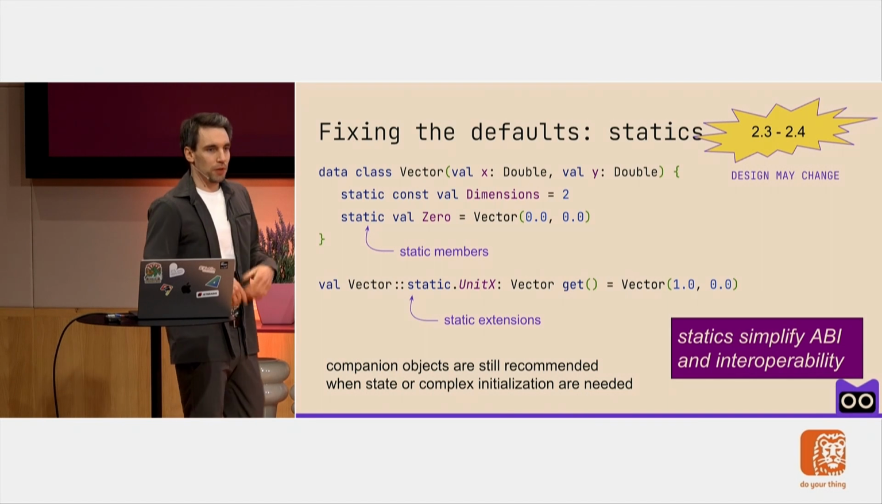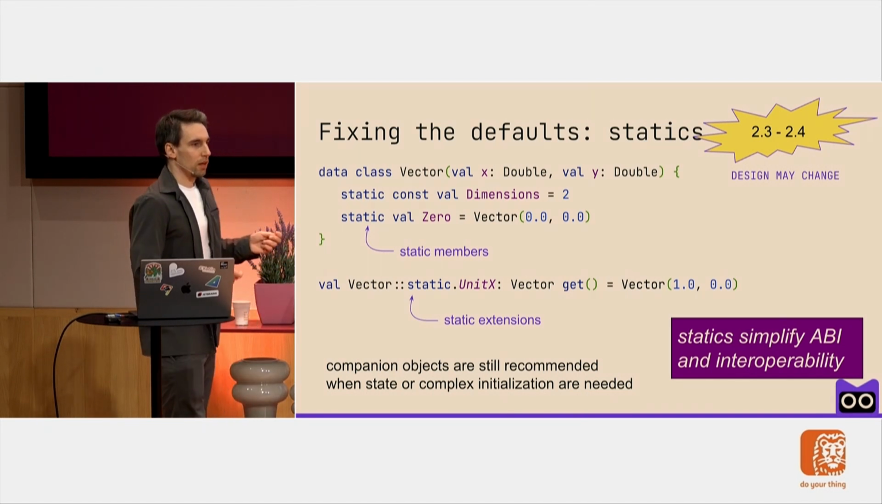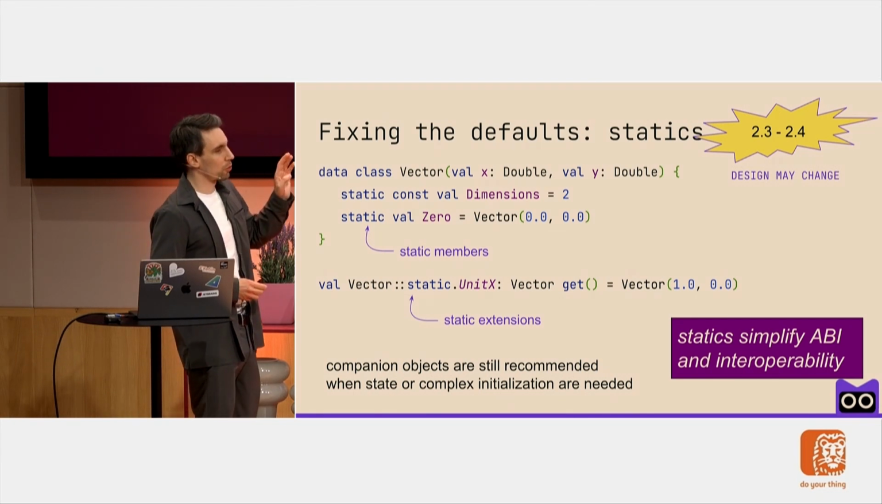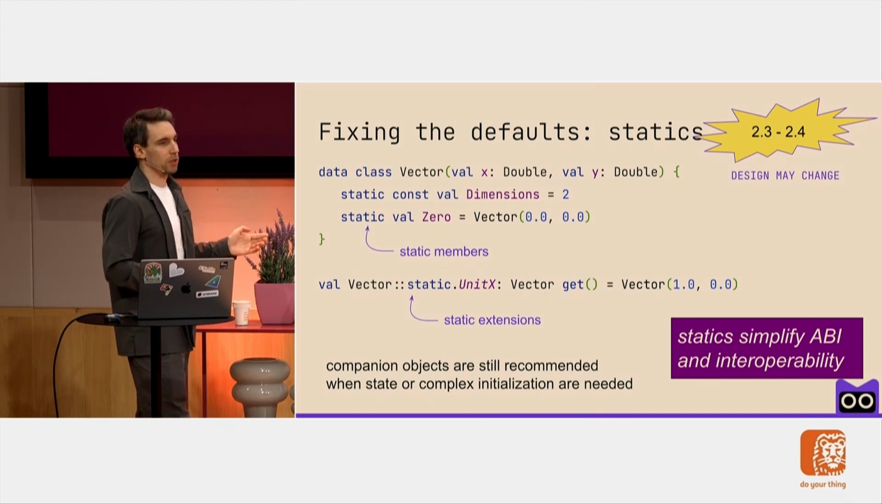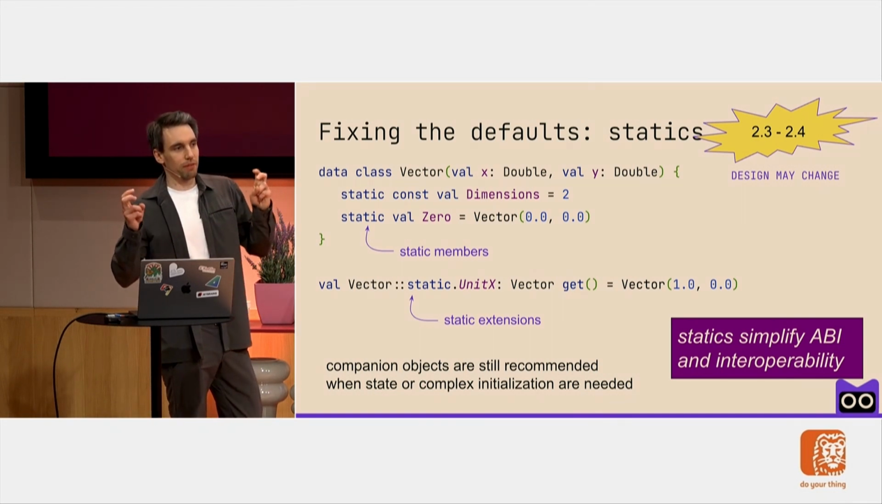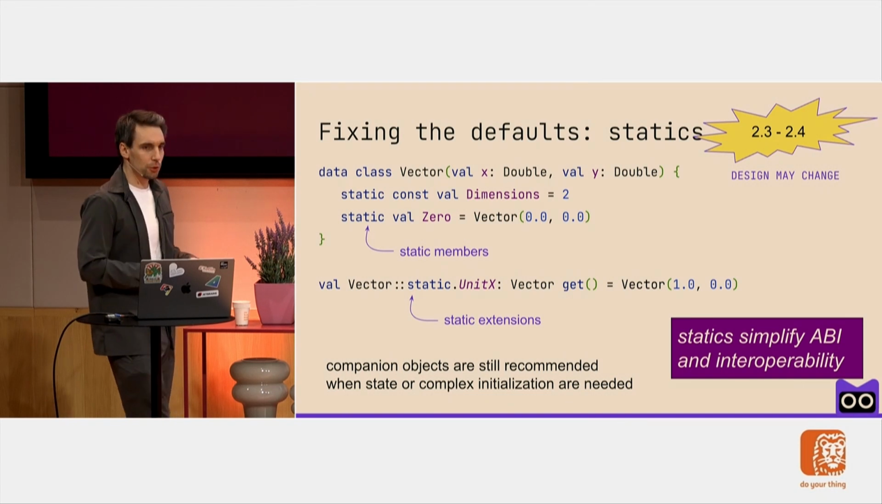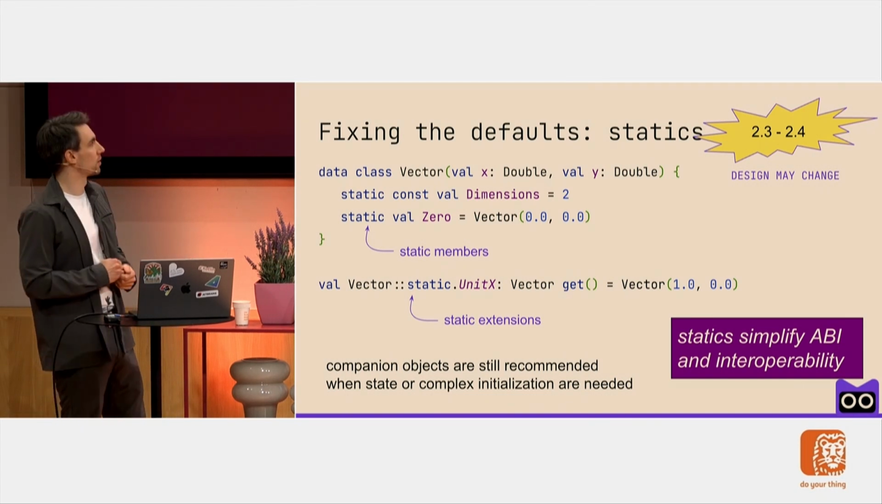And again, while it's a new feature, we actually see it as a simplification of the language, because now we see statics as the primary way to go when you want to have some constants, and companion objects will become some kind of advanced feature that is necessary only when you want tricky initialization or inheritance from certain interfaces.